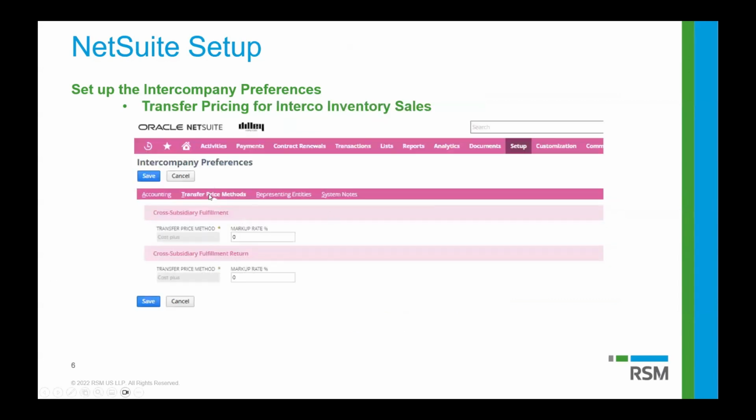The next section is the transfer pricing method. If you're doing transfer pricing, you can choose a transfer pricing method and choose a markup. This is if you are doing intercompany sales. There's more complexity under the hood around selling inventory across entities, but this is one of the features where you can actually set up the markup rate.